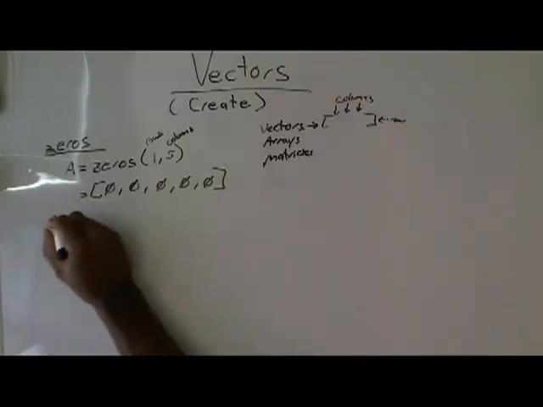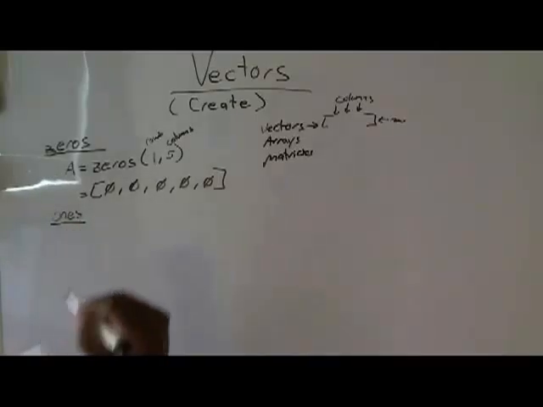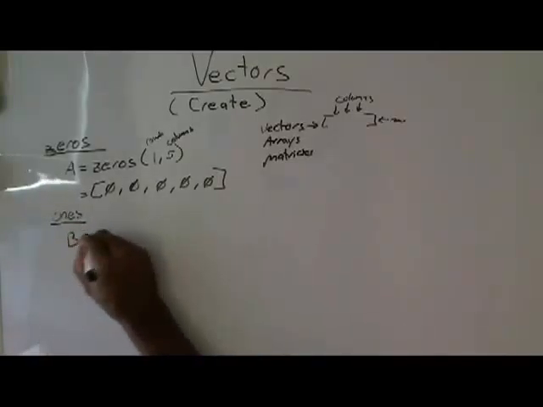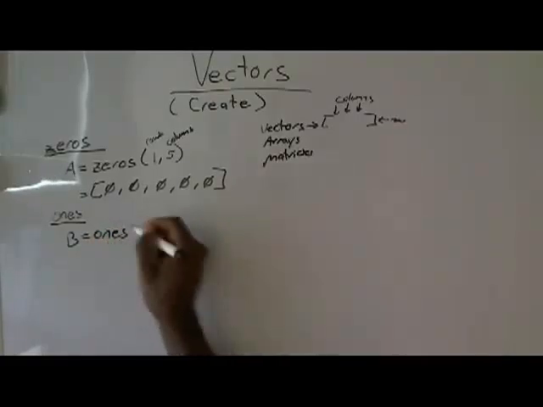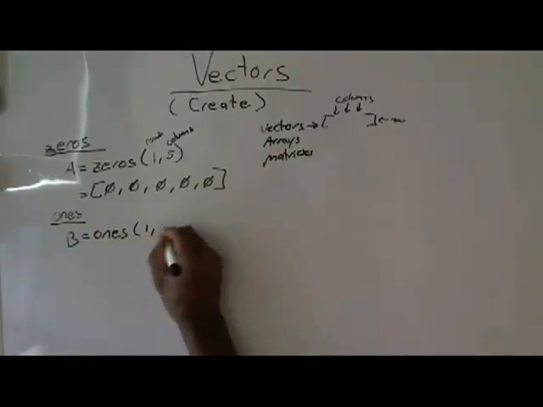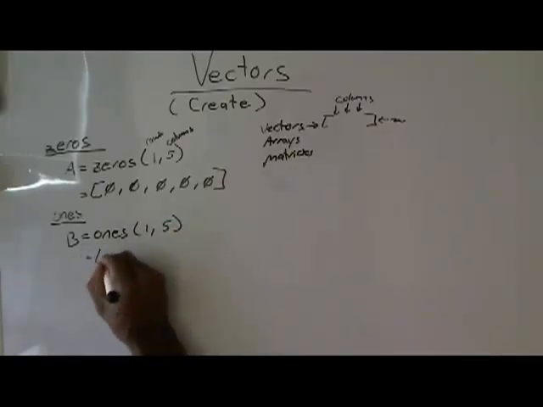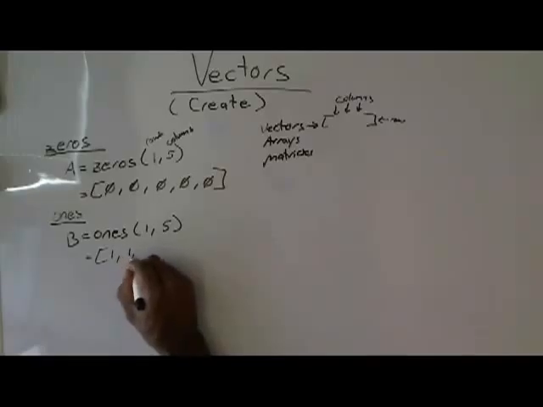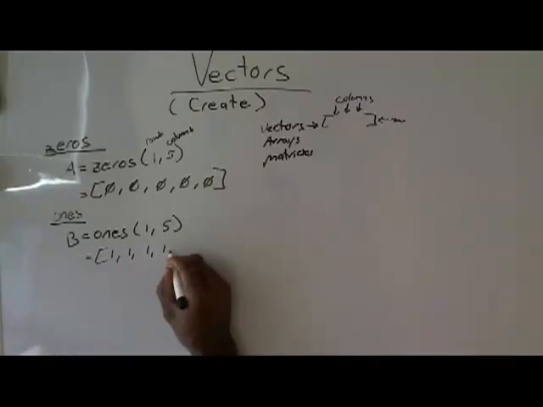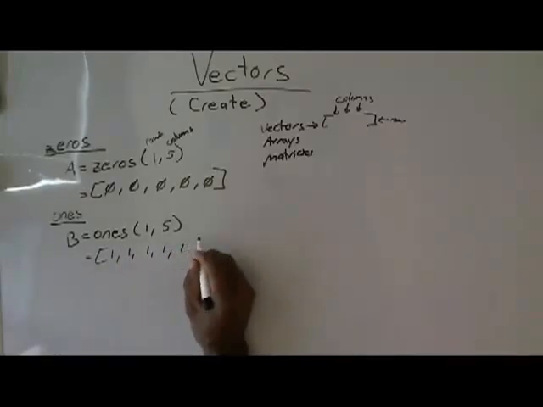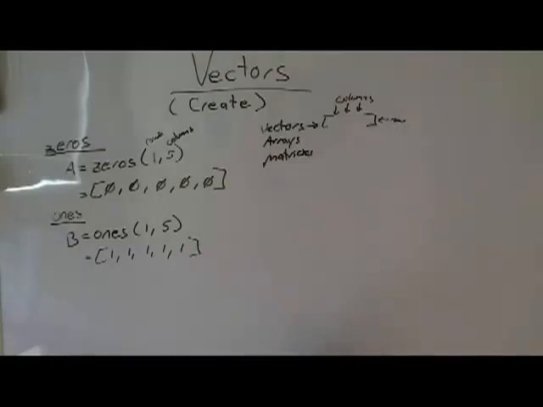Likewise, there is a function called ones, which does exactly what you think it should do. If I had vector B and I used ones(1, 5), then it would create a vector with one row of ones. Okay.